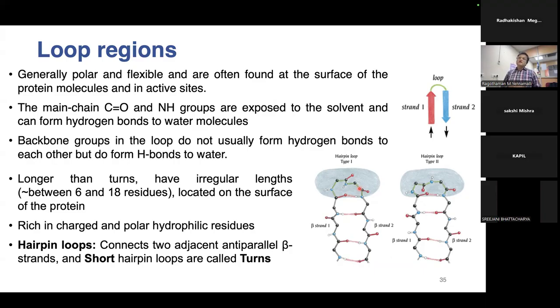beta sheets. And it is these loop regions that will flop around, they'll move around depending on how many residues are there between this beta strand 1 and beta strand 2. You have like two residues here, or you have three residues. It depends on the length, and the longer the loop is, the more floppy it is.